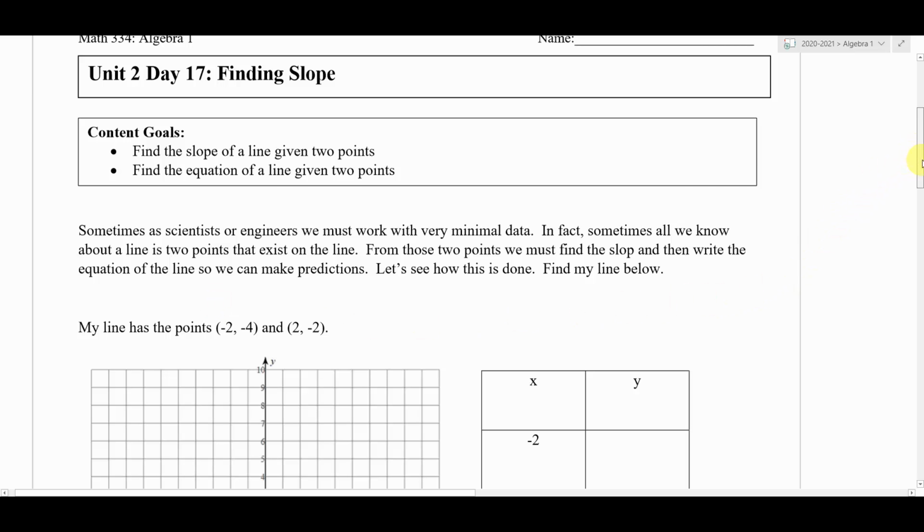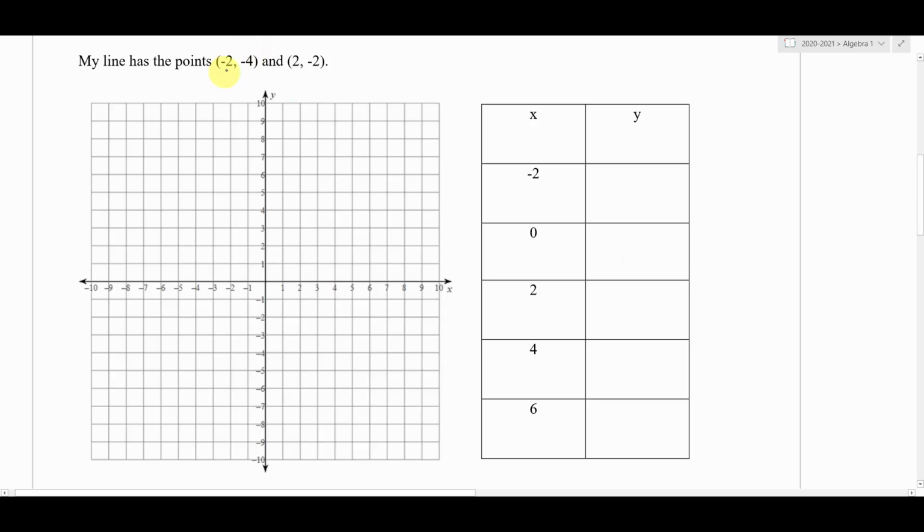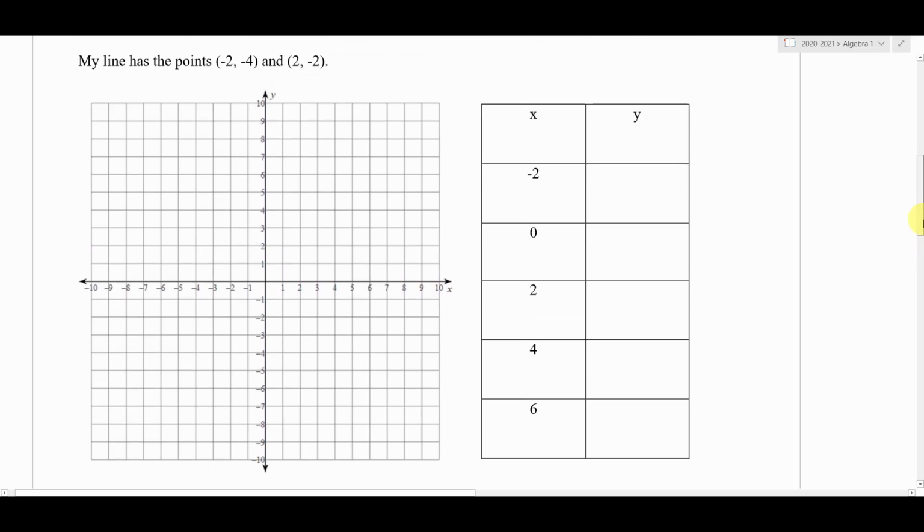So our mission here is to find my line. Okay, so we have a line and all we know are these 2 points that they give us here. That's all we know. So I'm going to start, right, and I have my representations down here. I have my table, I have my graph, and I've got a place down here to start building my equation. So we're gonna start with the graph.